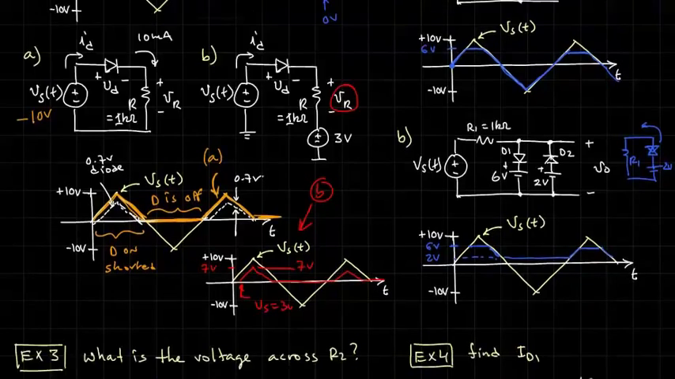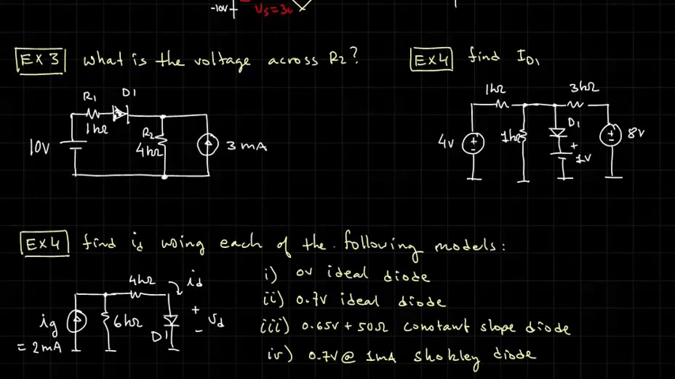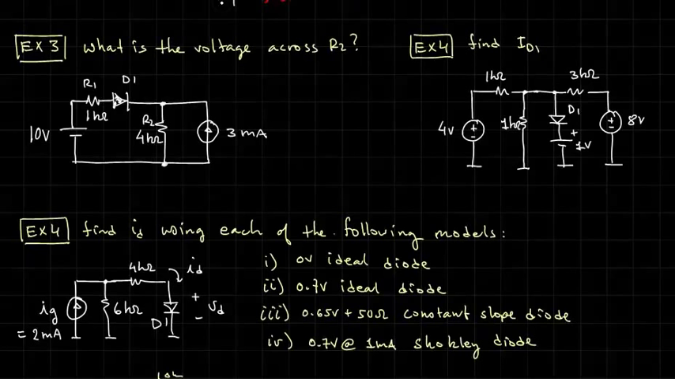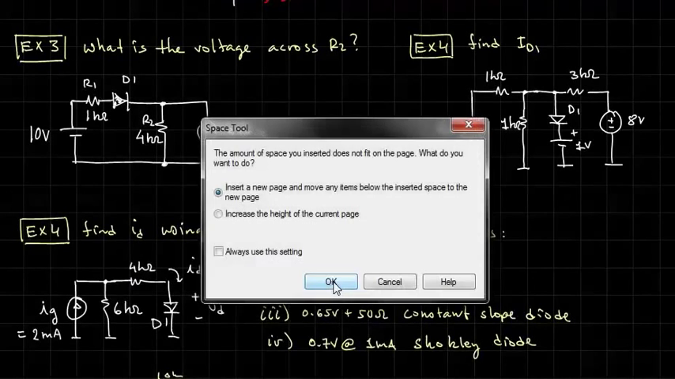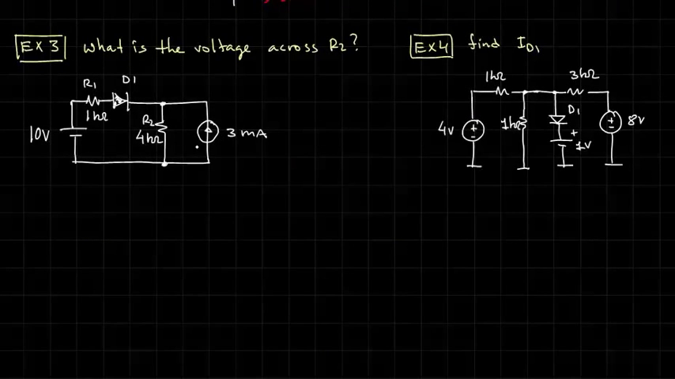Okay, let's move on to exercise 3. The question is, what is the voltage across R2? In this problem, it's a static problem. We just have some DC sources, and we're asked to figure out whether D1 is on or off. Once we figure that out, we can answer the question. So let me make a little more room here. What do we have? Over here we have a Thevenin source, and what would make it helpful to solve this problem is if I could Thevenize this.